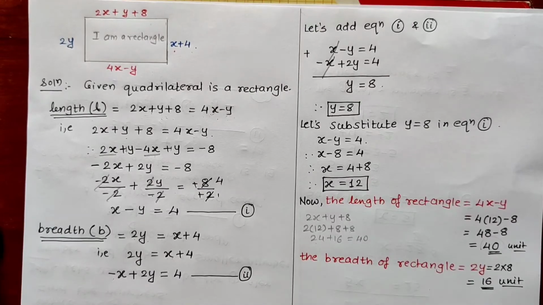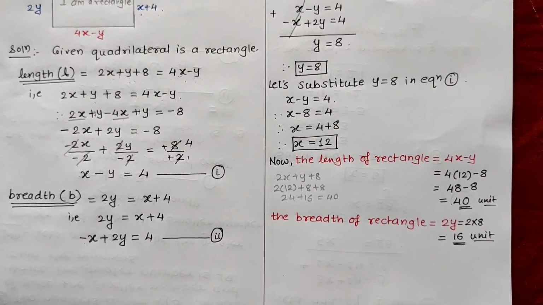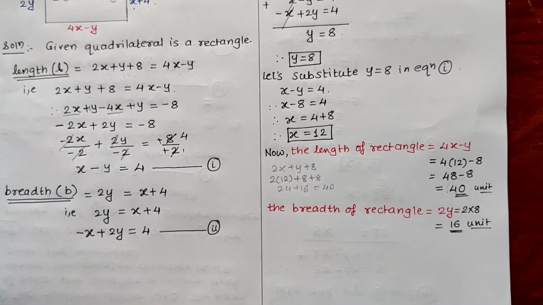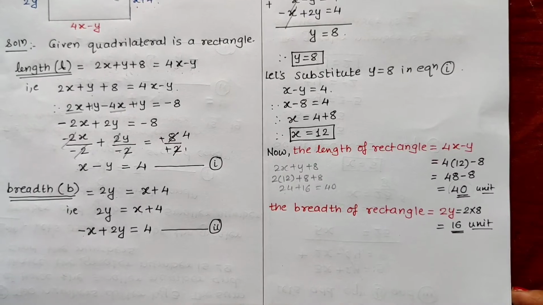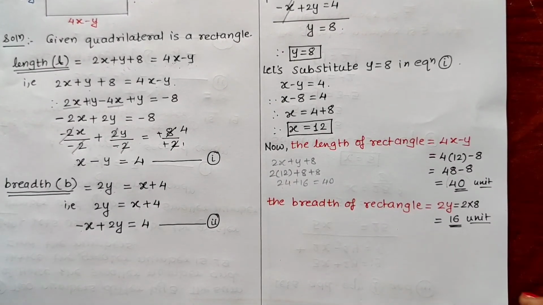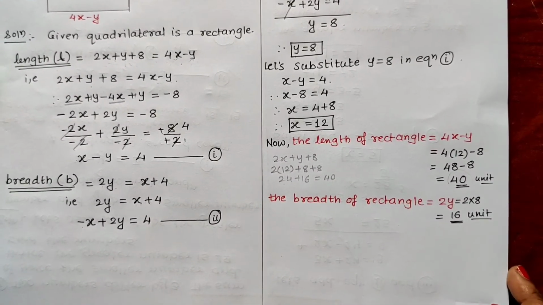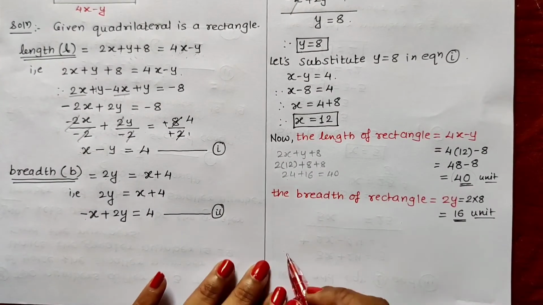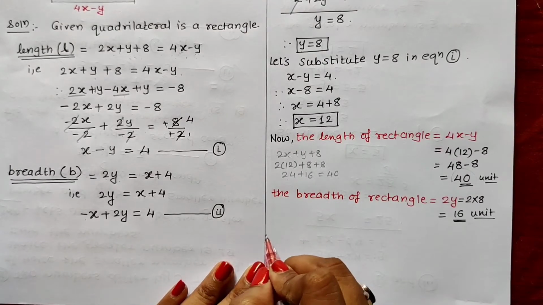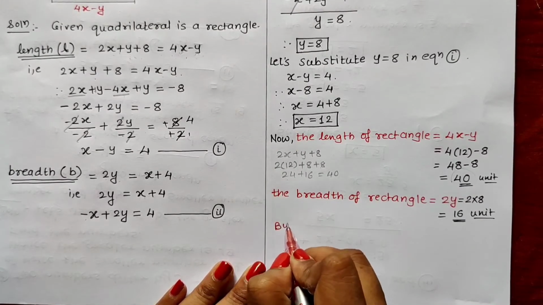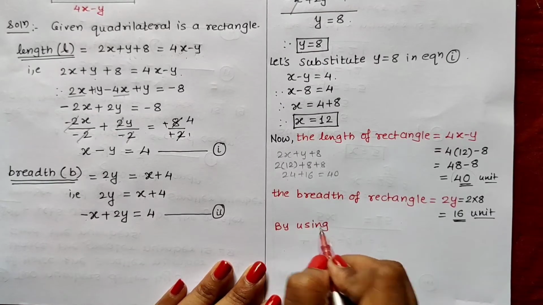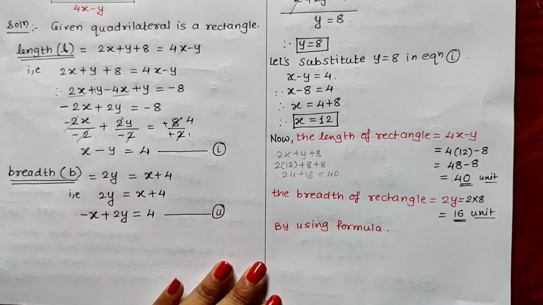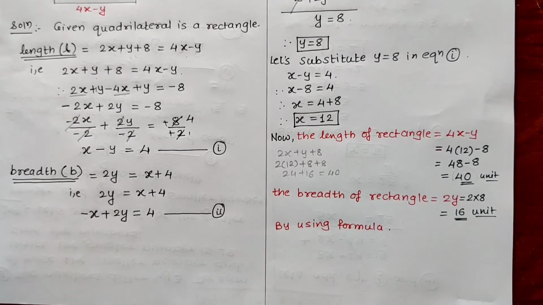So in this way we have got length and breadth of the rectangle. Now after getting length and breadth, we will have to find the area and perimeter. Let me see if it is possible to write in this space, because space is very small now. Okay, so I will be showing here the perimeter of rectangle formula. By using formula, let us use the formula of perimeter of rectangle.